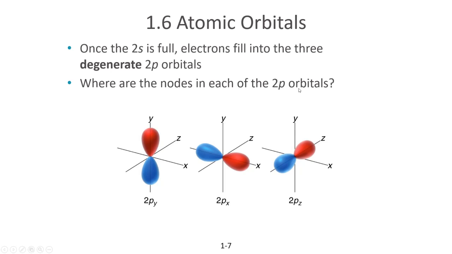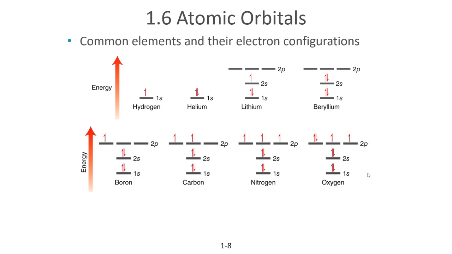Where are the nodes as far as each of these goes? Well, if you're looking at 2py, the nodal plane is the xz plane. In the case of the 2px orbital, the nodal plane is, just look at the variables that are not used here, y and z. It's on the yz plane. And then for the 2pz orbital, it's going to be the xy plane where the node occurs. And just for ease of viewing, we have not shown the actual nodes here as planes because that would abstract part of the picture and make it unclear.